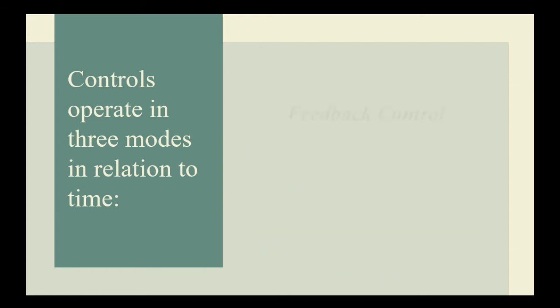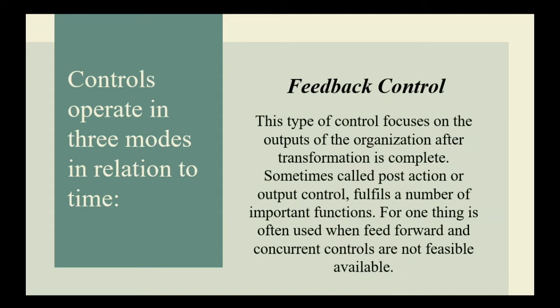And lastly, feedback control. So this type of control focuses on the outputs of the organization after transformation is complete. Sometimes called post-action or output control, it fulfills a number of important functions. For one thing, it is often used when feed-forward and concurrent controls are not feasible or available. Feedback involves identifying and correcting problems in an organization after they occur. So feedback is used when the previous controls, feed-forward and concurrent, would cost too much or take too much time. So some organizational goals simply cannot have a preventive measure and cannot be measured in real time.